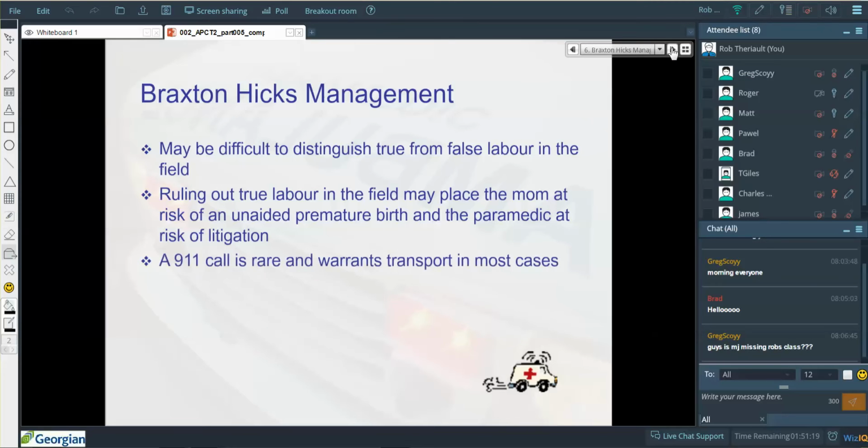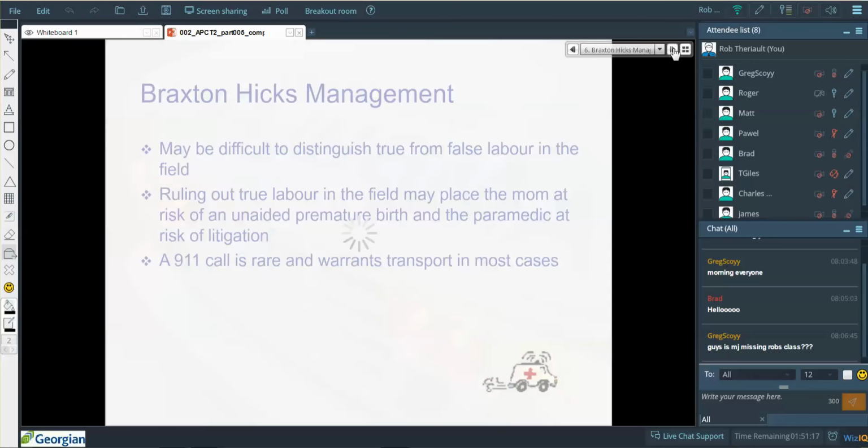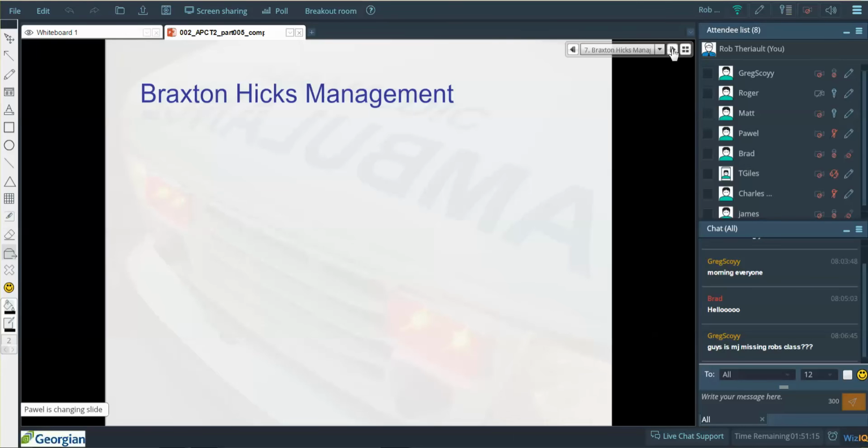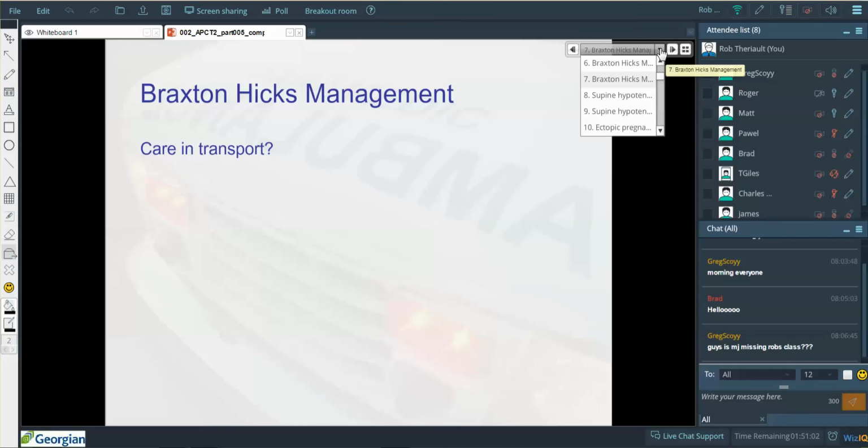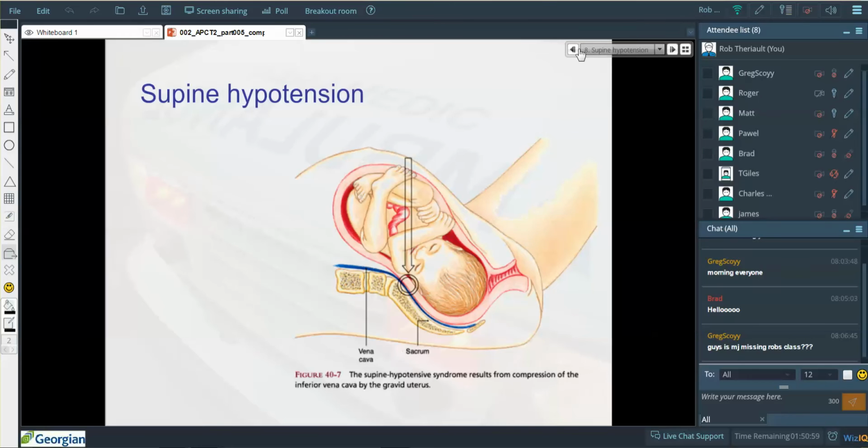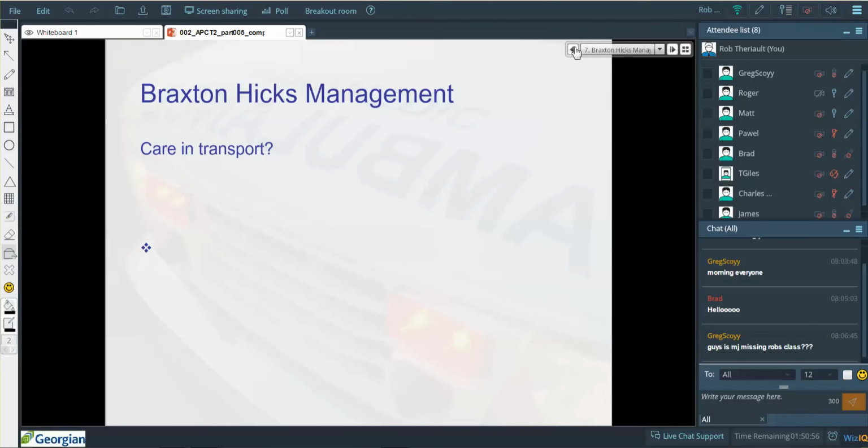And so in terms of care and transport, at that, hang on a second here, my slides are not advancing properly. Let's just, okay, I see what's going on here.